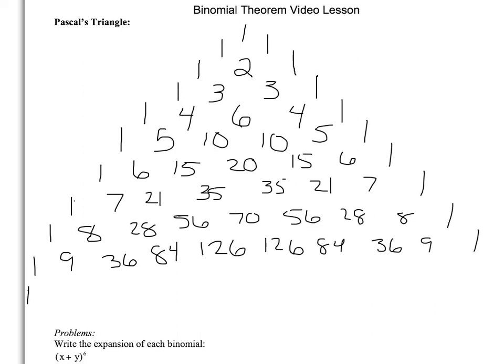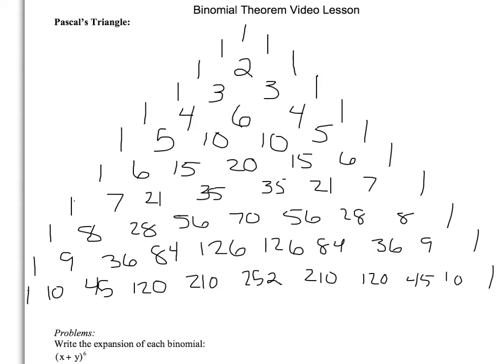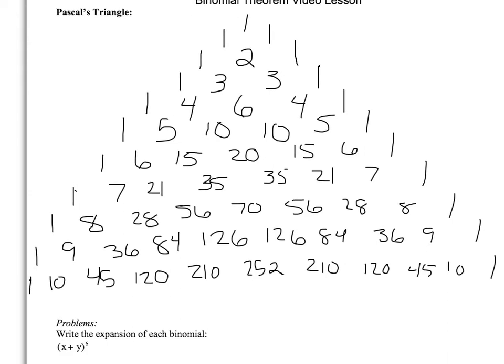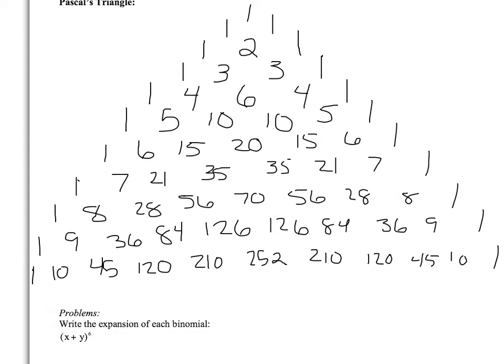And finally, the last row that we'll do together: 1, 10, 9 and 36 is 45, 36 and 84 is 120, 84 and 126 is 210, 126 and 126 is 252, and then it repeats 210, 120, 45, 10, and 1. Most of the time you won't need to draw that much of Pascal's triangle. We're just doing it today so it covers all of the problems that we have in the future. And you shouldn't have to go past the 10th row.